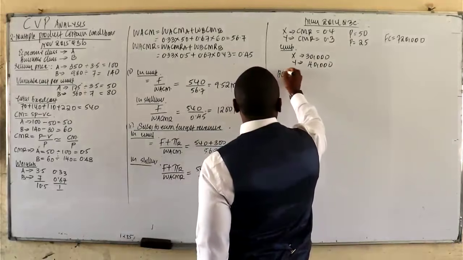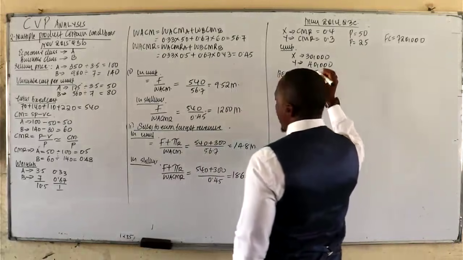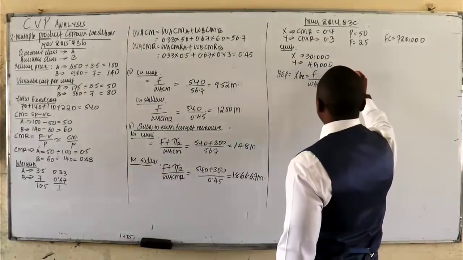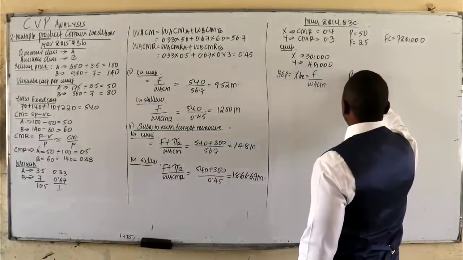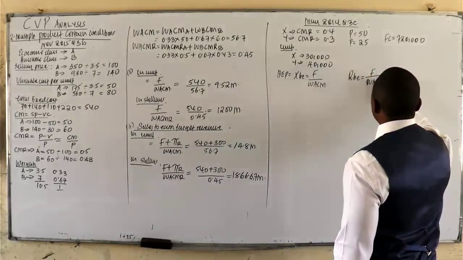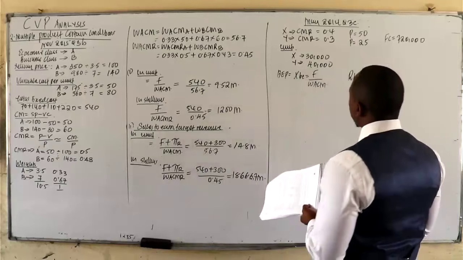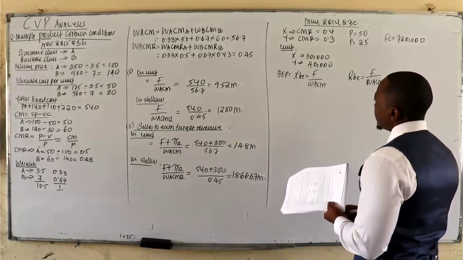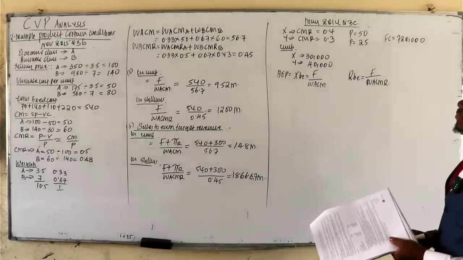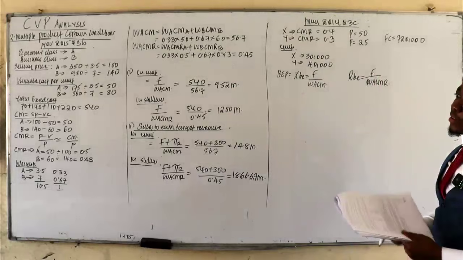So for us to get BEP in units, it will be fixed cost over, since we have more than one product, weighted average contribution margin. In shillings, we will take the fixed cost over the weighted average contribution margin ratio. We already have the contribution margin ratio. What we need is the contribution margin. So how can we get that? How can we get the contribution margin?